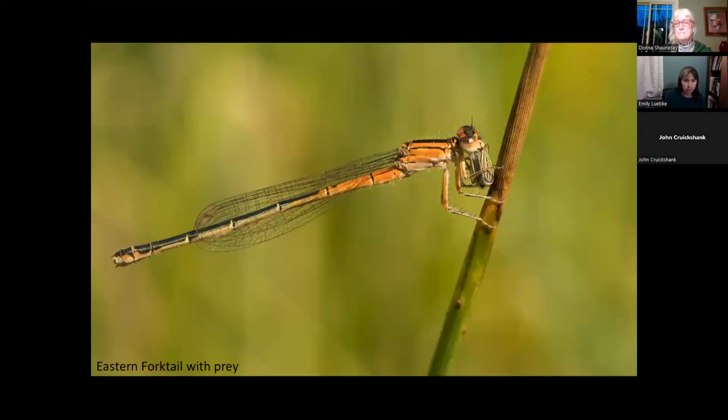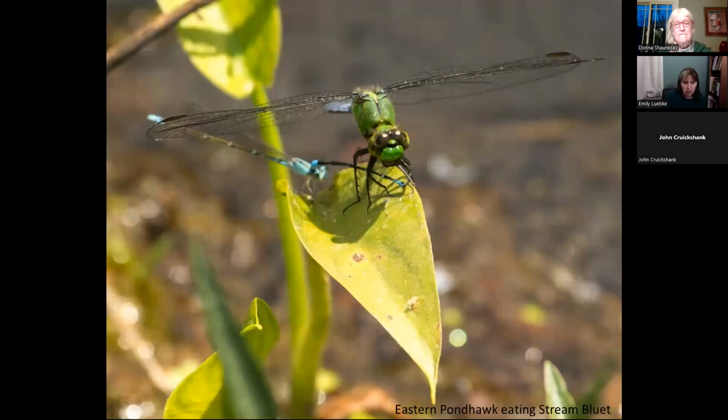Great. All right, so we've talked a little bit about how they're effective predators. They most definitely are. They eat flies, mosquitoes we talked about, leafhoppers, beetles, but they can also sometimes eat larger insects like butterflies and other odes. Although this damselfly is probably not taking down a large butterfly. But this is an eastern forktail with its prey. Again, it's a damsel. We see the way the wings are folded and everything like that. So this one, yeah, has a little bug.